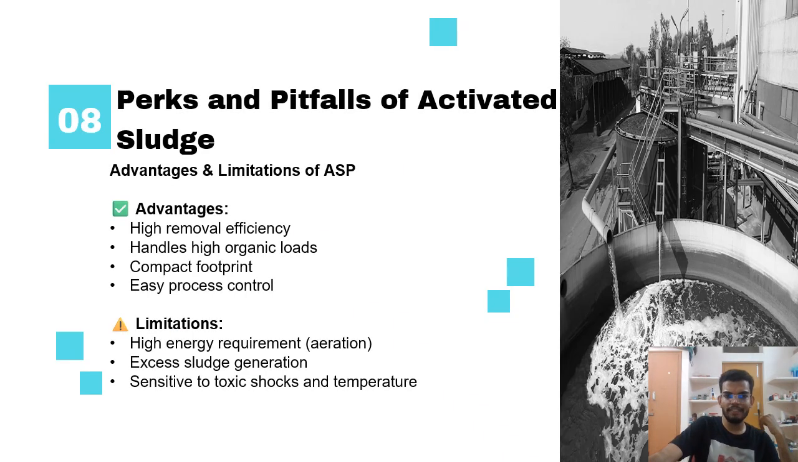Again, the perks and the pitfalls of ASP. First, the advantages: it has high removal efficiency, it can handle high organic load, it has a compact footprint, and it has easy process control. And the cons are high energy requirement, excess sludge generation, and sensitivity to toxic shocks and temperature. So the activated sludge process can be utilized on a commercial and industrial scale, whereas the trickling filter methodology is usually used for small scale or municipal level.